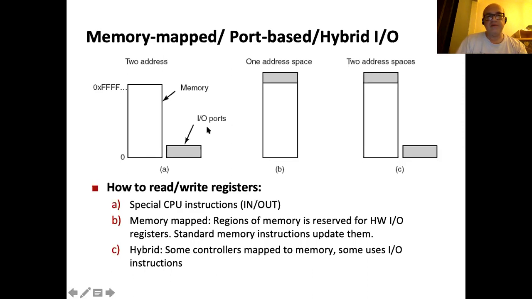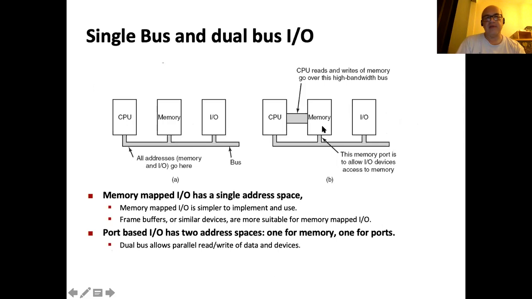In port-based I/O, the left-hand side is the port-based, the middle one is memory-mapped. We have two different address spaces, the I/O port address space and the memory. We send input-output instructions on ports to set registers, send data, receive data, and so on. The hybrid approach is the combination of those. We have I/O ports, but also, to take advantage of memory-mapped I/O, we have some address space dedicated to the device so that the device can directly write through these memory operations. So the hardware provides an option for the device: the device can use I/O port-based or memory-mapped access.